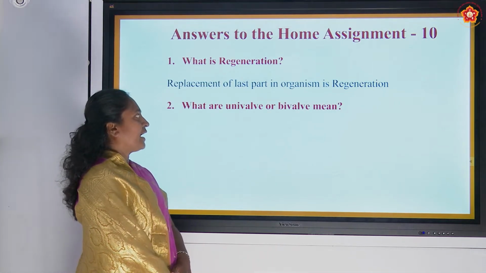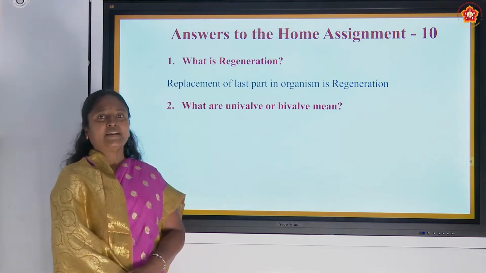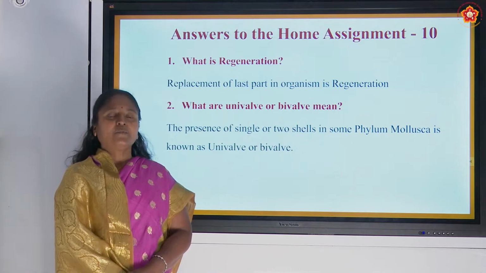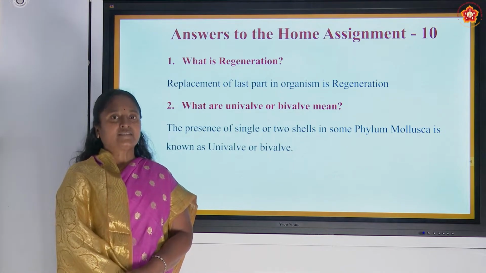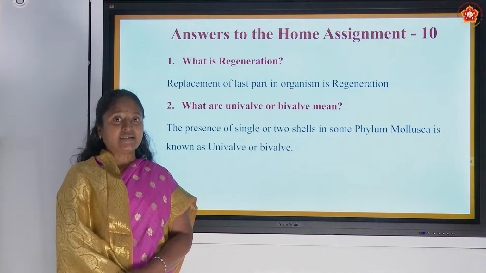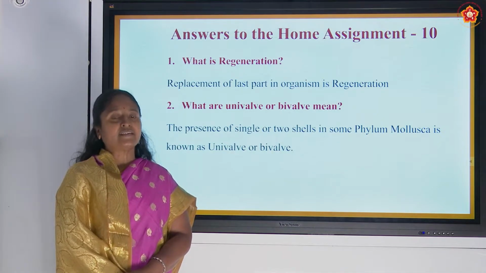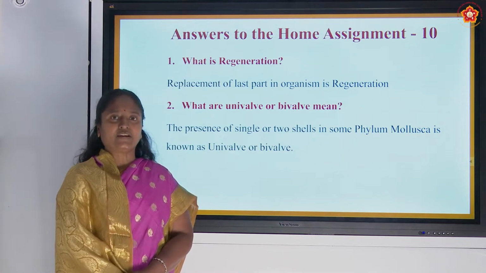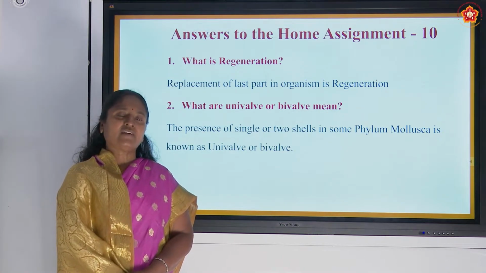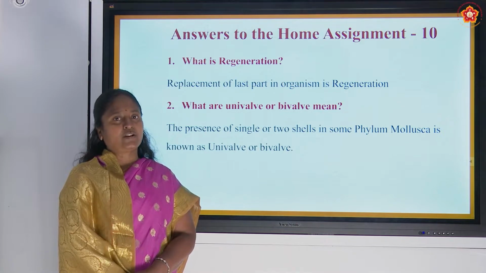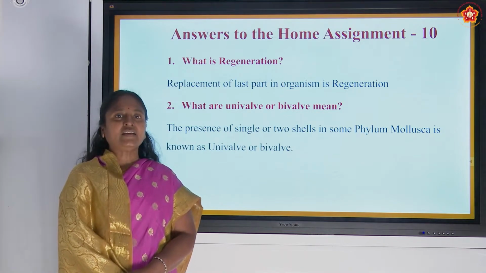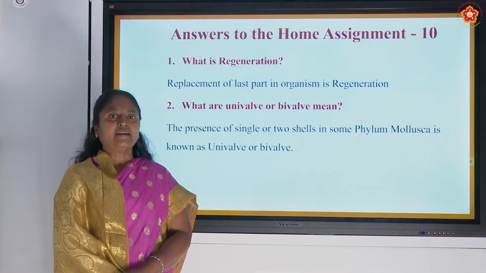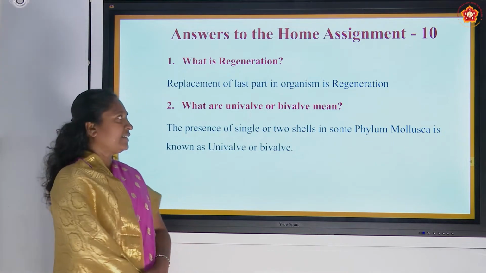What are univalve and bivalve? What is the meaning of it? When you are considering that, we are talking about Mollusca. Mollusca has an external skeleton that is calcareous in nature. You can call it a shell. This shell may be single or it may be two in number, double, right? If it has only one shell, then it is known as univalve, and when it has two shells, then it is known as bivalve. Here, snail and oyster are the examples for that category.